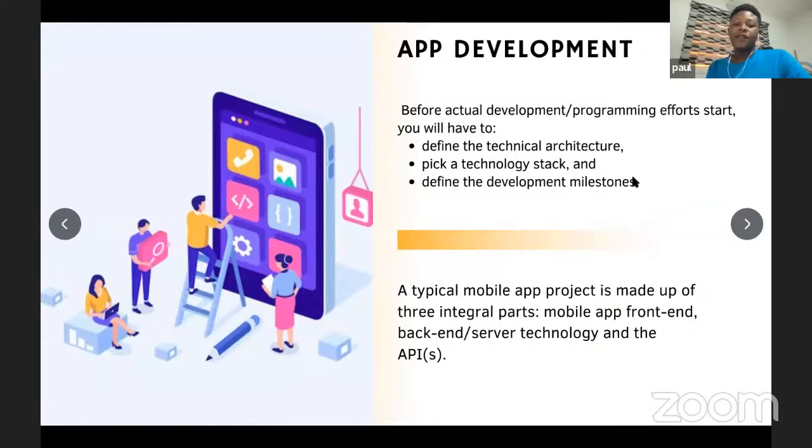So we have the application development. Before actual development, programming effort starts when you have to define the technical architecture, pick a technology stack, and define the development milestones. We have so many technology stacks in the industry right now. JavaScript, HTML, CSS, we have React, Angular, Vue, Flutter, Python, and so on and so forth. So you have to pick which technology we are going to use to build our application.